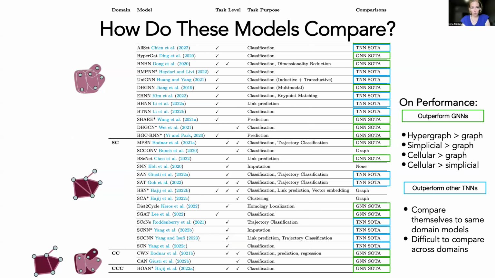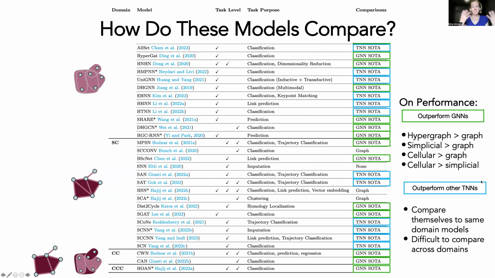In order to answer this question, we can first open each paper that presented a topological neural network and see what type of experiments they've done. And so we can see that in green, half of them have compared their proposed TNN to a GNN, and generally it outperformed the corresponding GNN. So a hypergraph neural network will outperform a graph neural network.